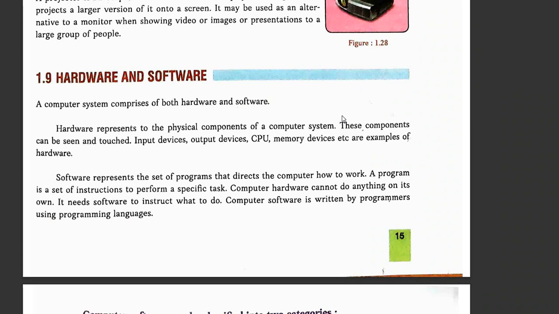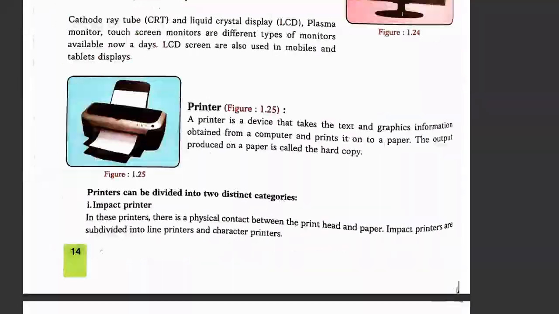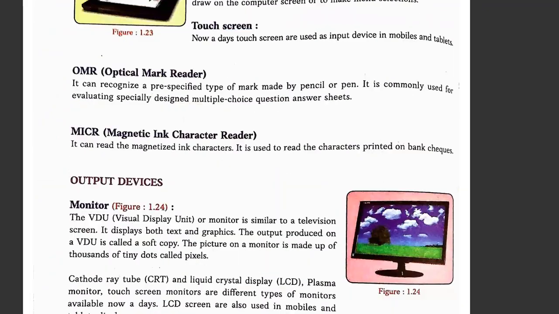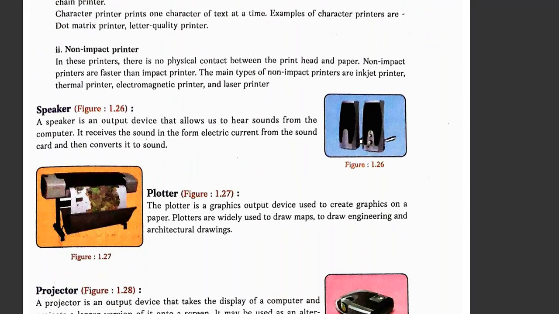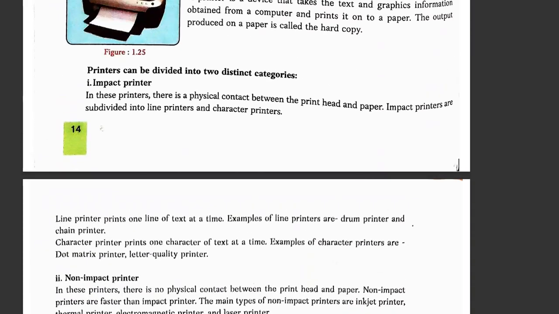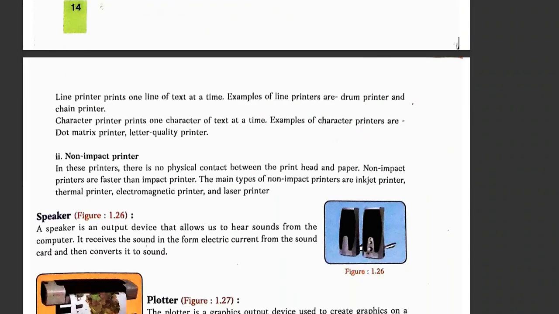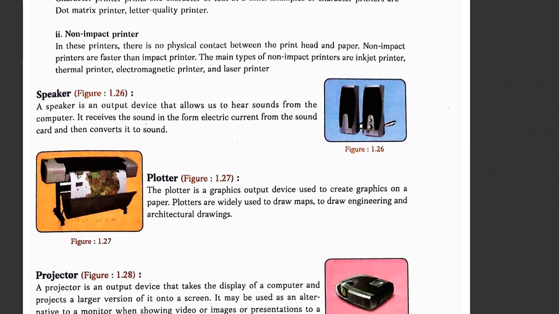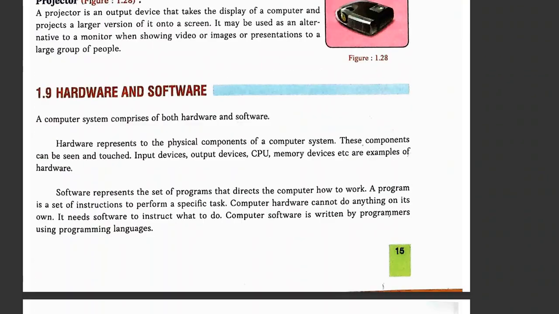This is your fourth class, or the fourth part of chapter 1. So in the last class we discussed the different input output devices. We studied different printers. There were two different types of printers: one was impact printer and the other was non-impact printer. Then speakers, plotters, projectors were there.